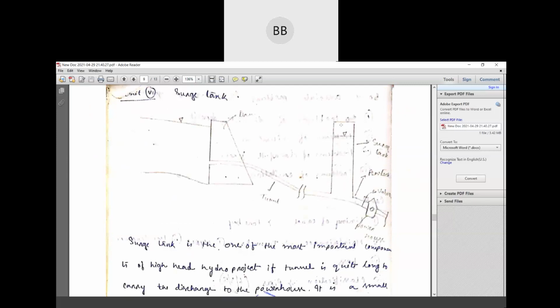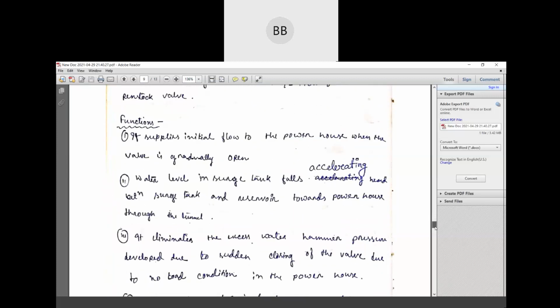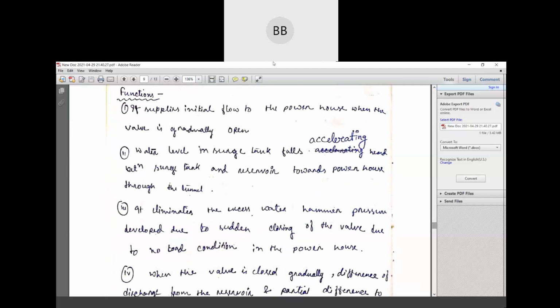That's why in the surge tank the level of water is always fluctuating, rising and falling according to the operation of the valve. If you close, then again the water goes inside, and if you gradually open again, the water comes out. So here the level of water is always fluctuating. You write it down, the first point: it supplies initial flow to the powerhouse when the valve is gradually opened.